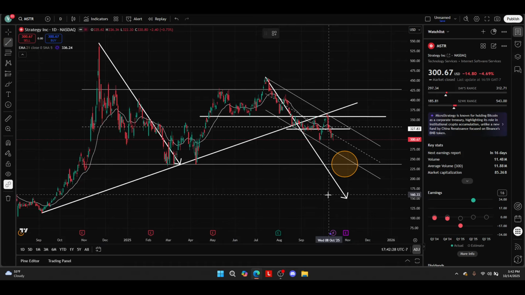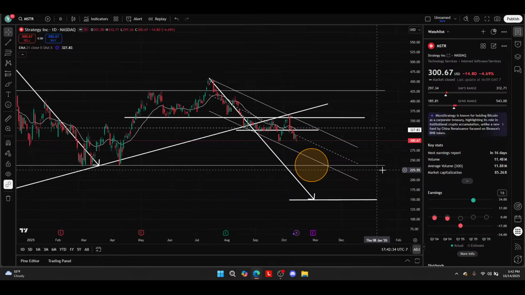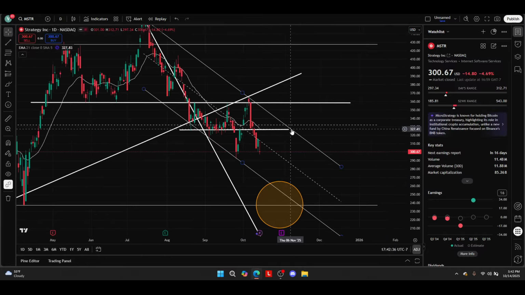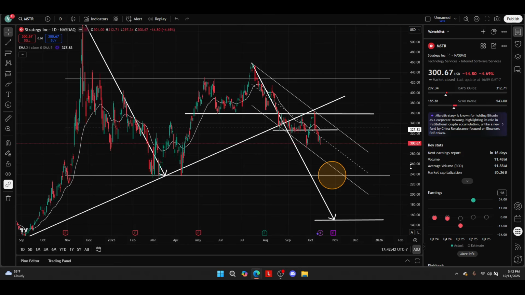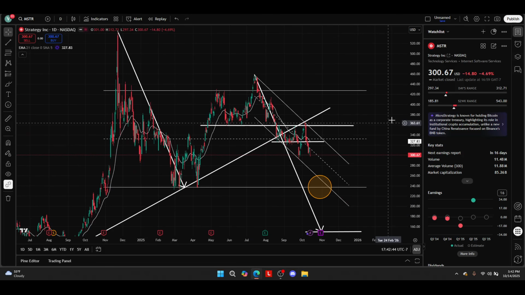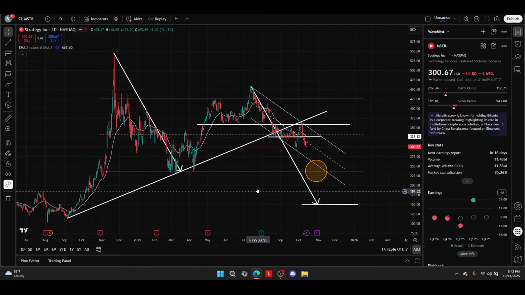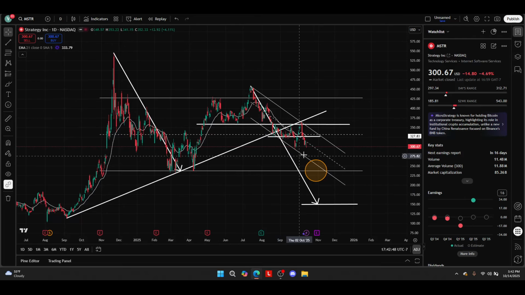So I'll go ahead and mark that right now. 149, 150 is the potential next target. If price cannot reverse from here and get back above 327, 360, it doesn't look good. And that's with Bitcoin not going down, right? If Bitcoin goes down, then this thing is going to just pretty much crash like crazy.